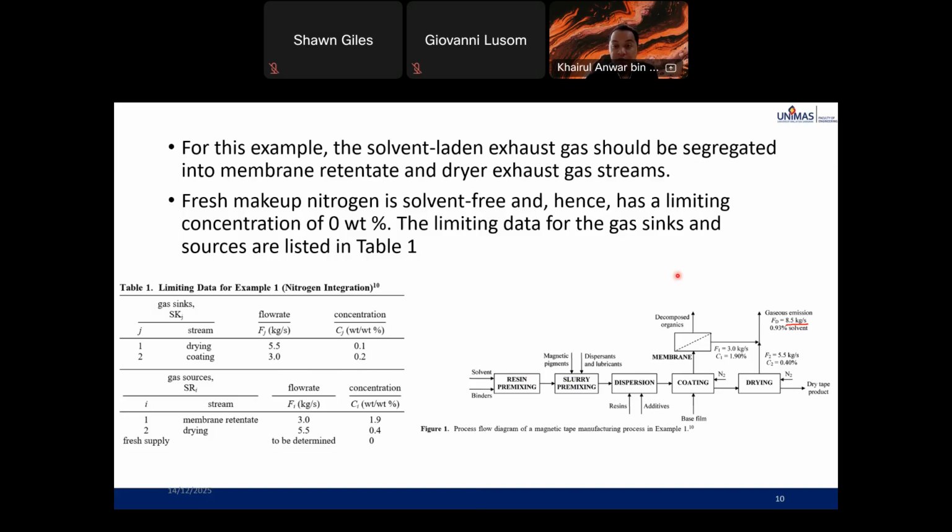The limiting data for gassing and source, step level 1. So the sink here refers to demand as well. The source is the process, sink or demand is the process.